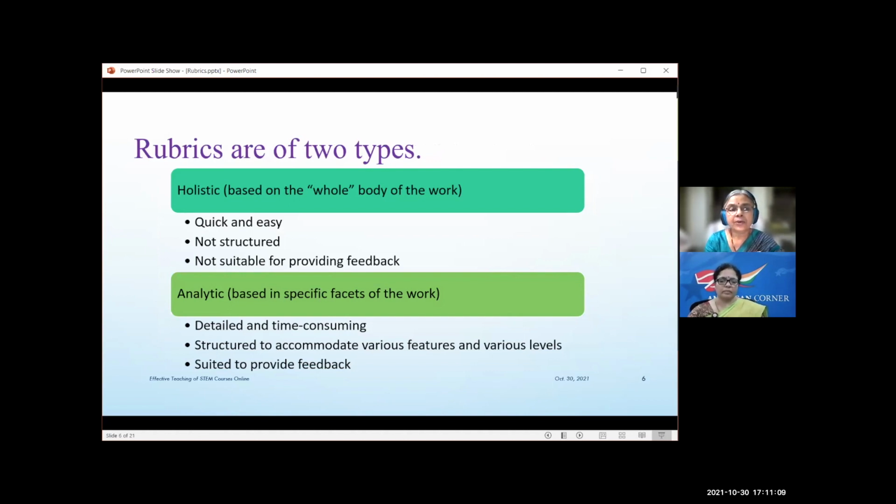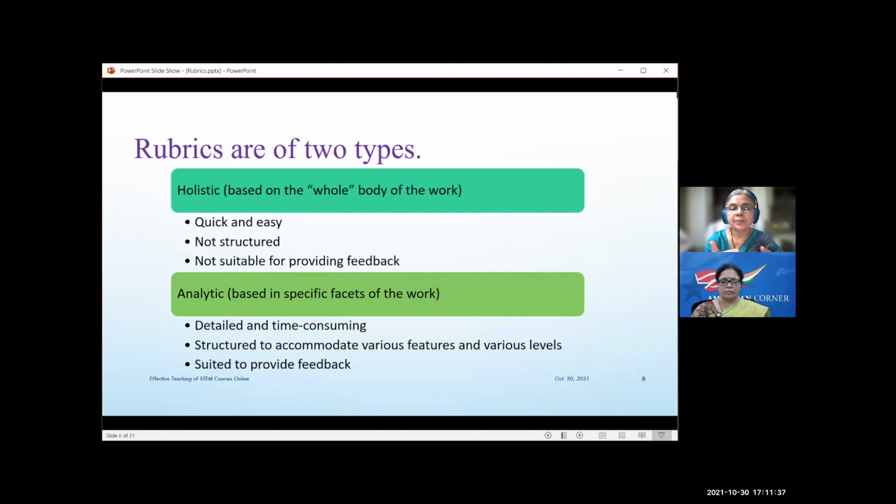One is holistic, like the whole, you just look at the whole body of work, whatever it is, and then you decide whether it is worth an A grade or a B grade, or 90 marks or 60 marks, whatever, right? So it's very quick to do that. You don't have to work. You just look at it, and you have some kind of a gut reaction, or you have some kind of a professional assessment for the overall performance. So you give the grade, but the problem is you cannot give specific feedback.